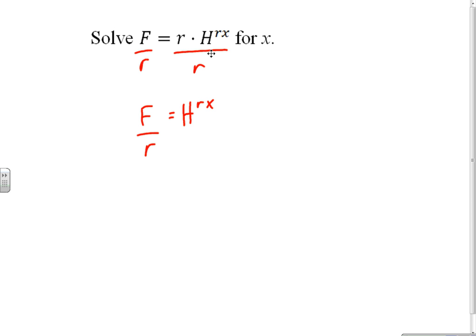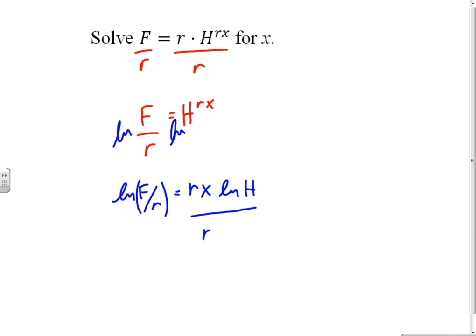All right, so now you can take the natural log. So when I do that, the rx comes out front. I get the natural log of h is equal to the natural log of f divided by r. I'm going to put that in parentheses just so that it's all nice and neat and it's not confusing. Then at this point, divide through by r natural log of h. And that's what x is going to equal.